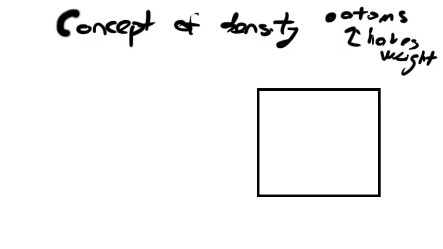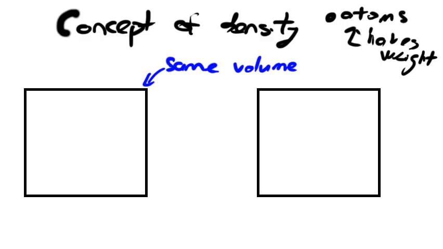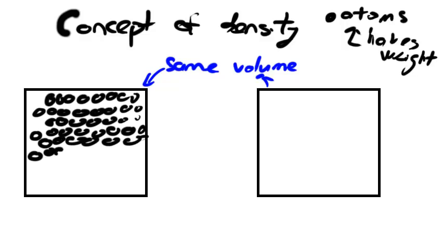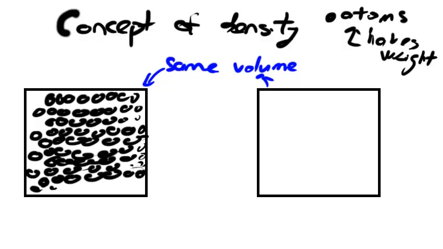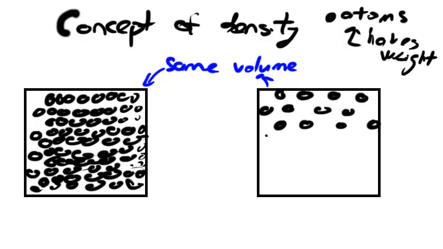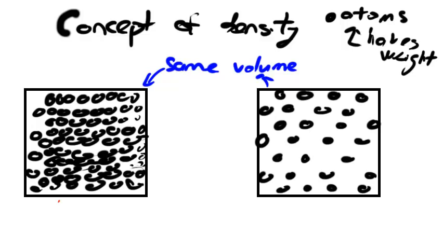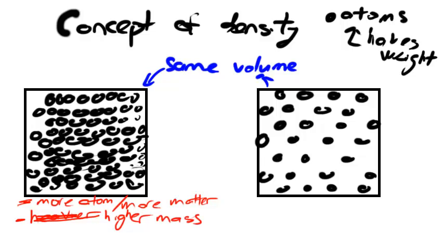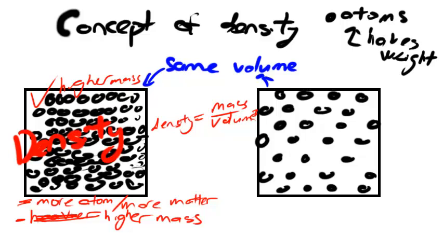Imagine two objects having the same volume. While one of them has a lot of atoms packed tightly together, another one has few atoms sparsely packed. Hence the first object that has more atoms is heavier, or to be more accurate, higher in mass in the same volume. As I said, density is how much mass is in a volume. Hence the one that has a higher mass has a higher density.